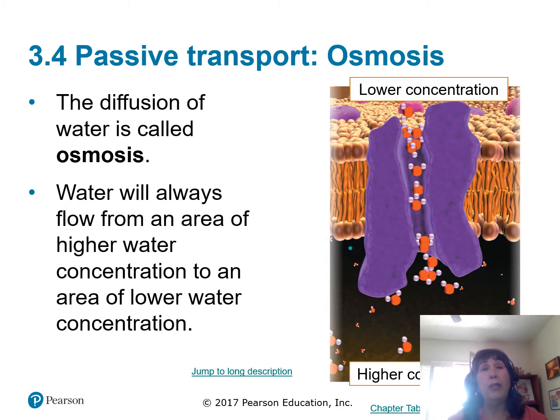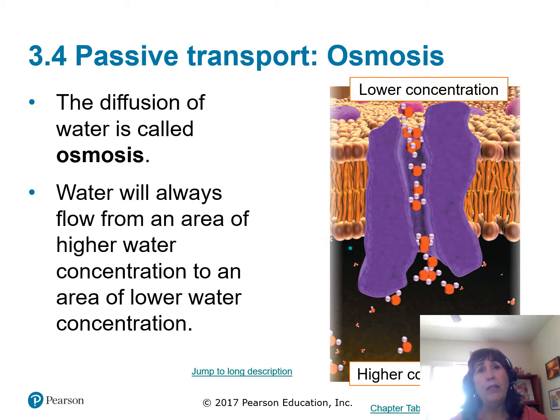Now, there's a special word for water because water is so important. So the diffusion of water is called osmosis. So oftentimes the question is why does water move and not the molecules? Sometimes the molecules are too large or they have a charge and they can't move. And so to reach equilibrium, water needs to move across the cell membrane. And this is called osmosis.